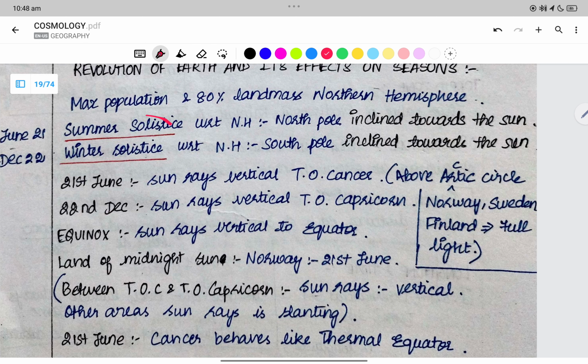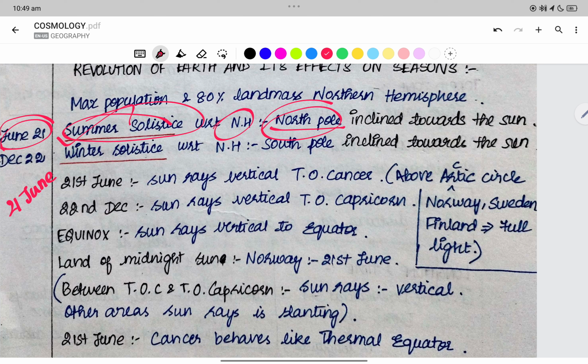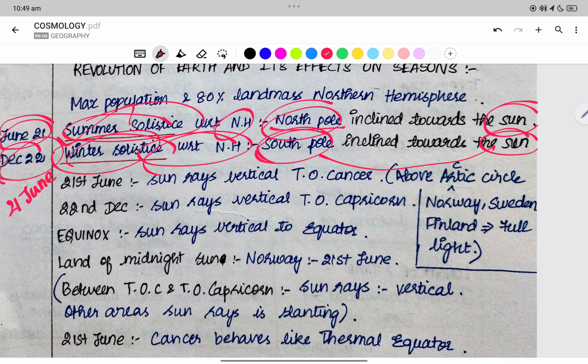Now, the summer solstice is 21st June, with respect to the northern hemisphere. The north pole, we can say, is inclined towards the sun. December 22nd is the winter solstice with respect to the northern hemisphere. Therefore, the southern pole is inclined towards the sun. So this is the summer solstice for the southern pole: December 22nd is its summer solstice and June is its winter solstice.